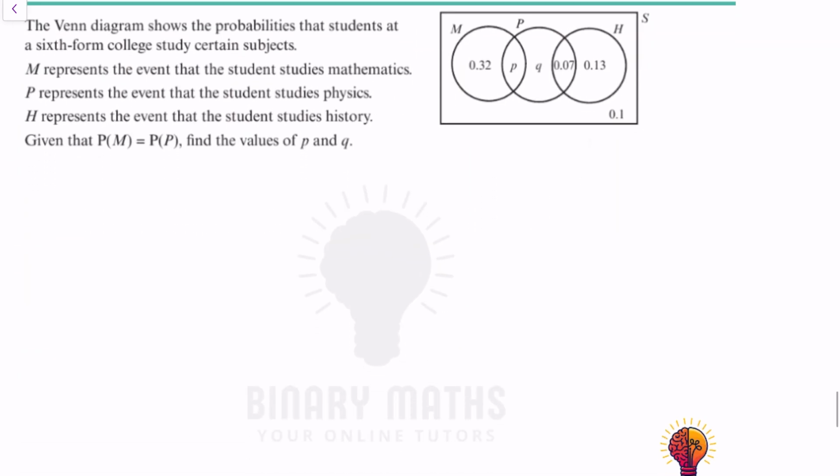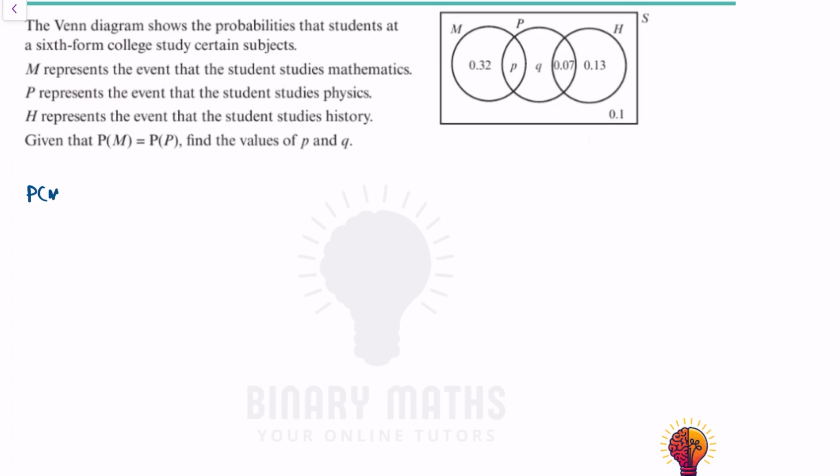The Venn diagram shows the probability that the students at the sixth form college study certain subjects. M represents the event that the student studies maths. P represents the event that the student studies physics. H represents the event that the student studies history. Given that probability of M is equal to probability of P, find the values of P and Q.